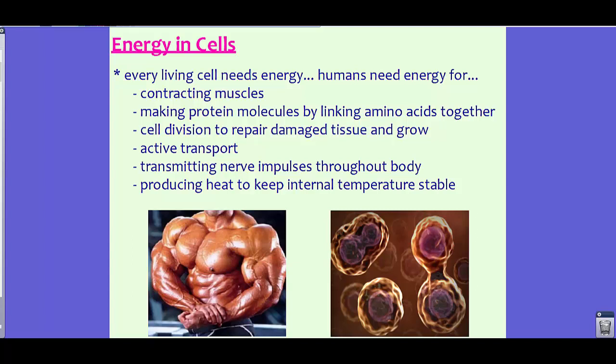So some of the things that humans need energy for are contracting our muscles, making protein molecules by linking amino acids together, cell division to repair damaged tissue and to grow, active transport, perhaps transmitting nerve impulses throughout our body, and producing heat to keep internal temperature stable. Now these are all ways, and there's plenty of other ways, why our cells need energy in order to do their everyday stuff.